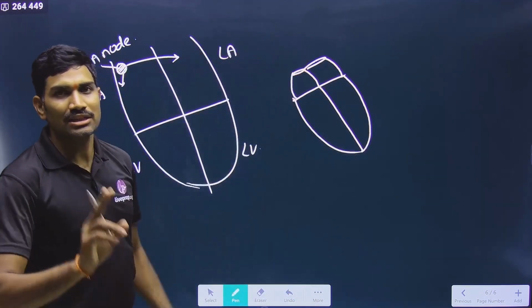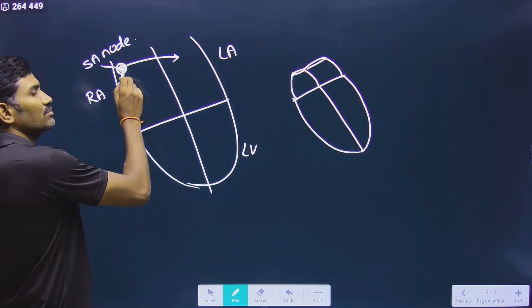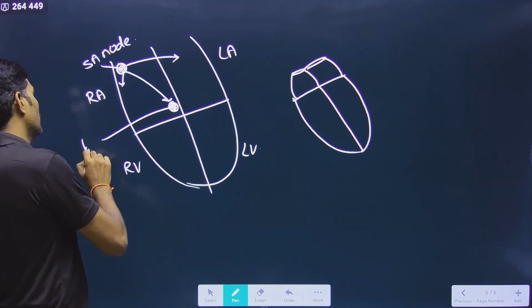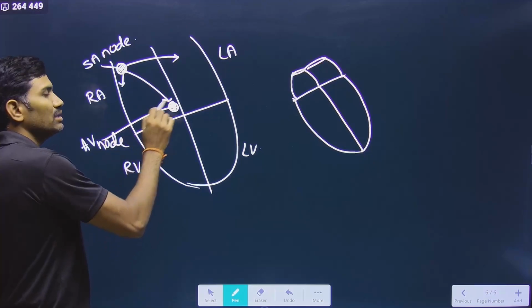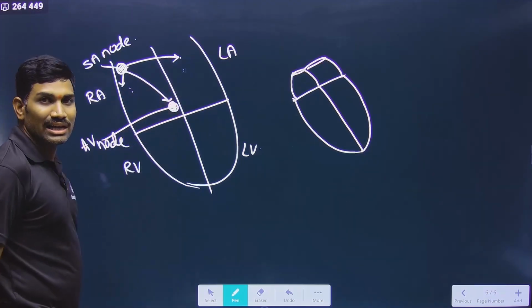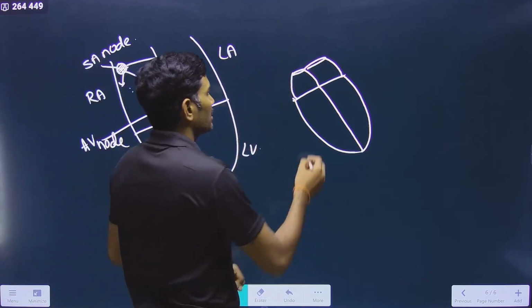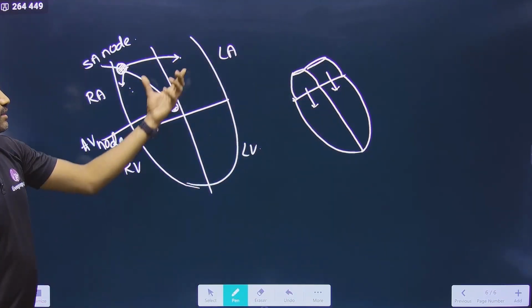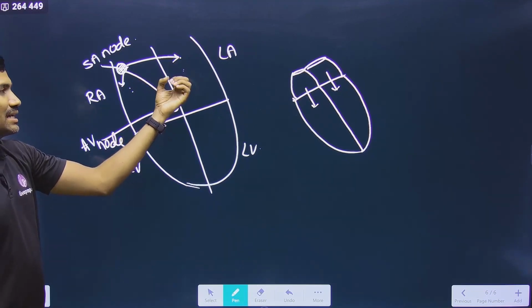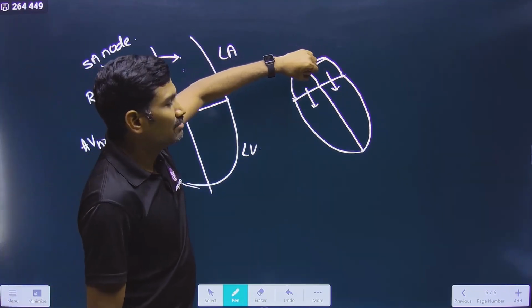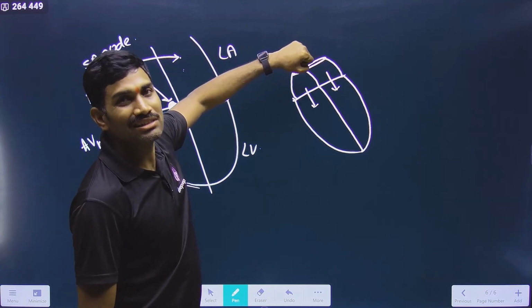Atria are undergoing contraction. So when information from the SA node is passing to this AV node, this is the AV node, during this time, what is actually happening? Information is going to both the atria, and both the atria are undergoing contraction. So information is causing contraction of the muscle cells present within the atria. That is why the atria undergo contraction. That is called atrial systole.